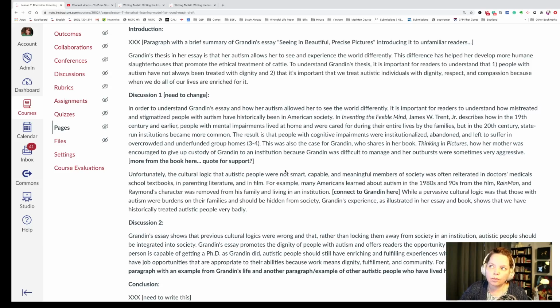And so, as you're working on this paper, if you find that your introduction isn't really coming along, but you really know with discussion one and two what you want to write about, you can go ahead and get started there. The point of this week's lesson is to give me an idea that you've started doing your research, you've started thinking about the cultural logics, you've started thinking about what it is you want to say in regard to this topic and then this, I believe, essay, and that you've gotten started writing it.